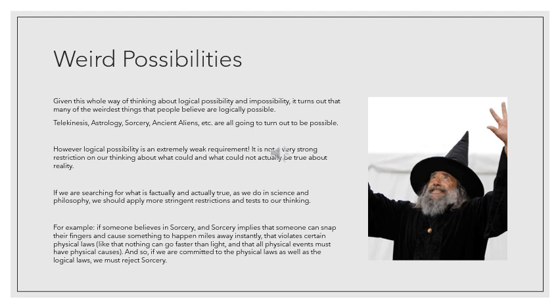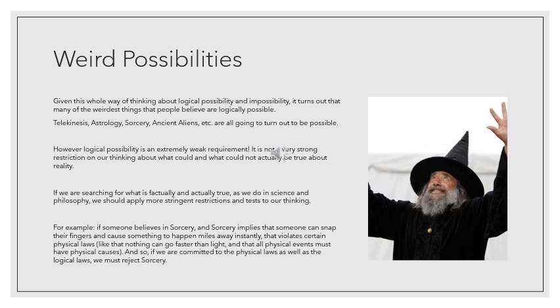Now, given this whole very broad way of thinking about logical possibility and impossibility, it is going to turn out that many of the weirdest things that people believe are logically possible. Things like telekinesis, astrology, sorcery, ancient aliens, all are going to turn out to be logical possibilities. But remember, logical possibility is extremely weak as a restriction on thinking. It's just not a very strong restriction at all. Literally, the only restriction that logical possibility places on anything is that it be consistent, that it not lead to a contradiction.